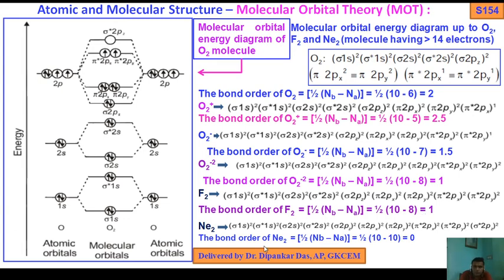In case of Ne2, 10 plus 10, atomic number of neon is 10. So total 20 electrons. Up to here 18 electrons, 20 means sigma star 2pz square. This is vacant, here 2 electrons come. So you see sigma 1s, pi star 2px square, pi star 2py square up to this, then sigma star 2pz square. That means total 20 electrons.